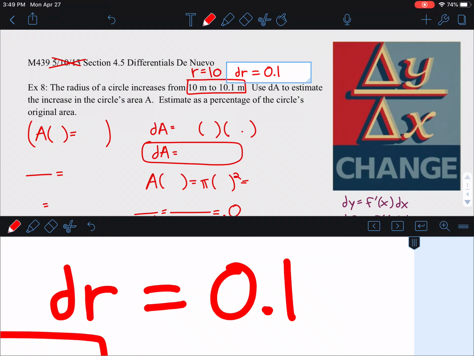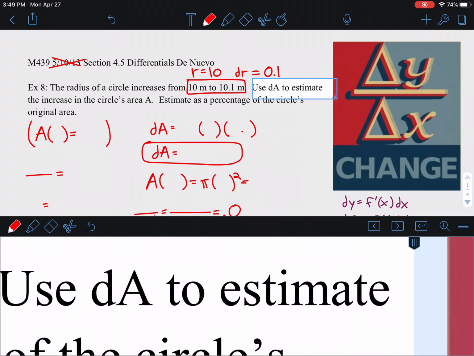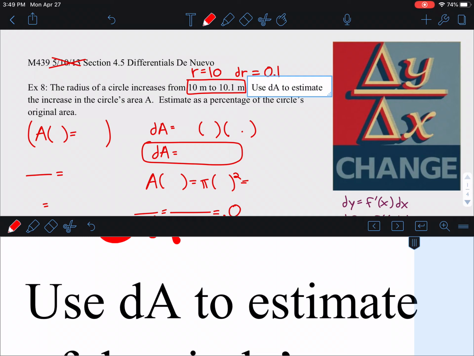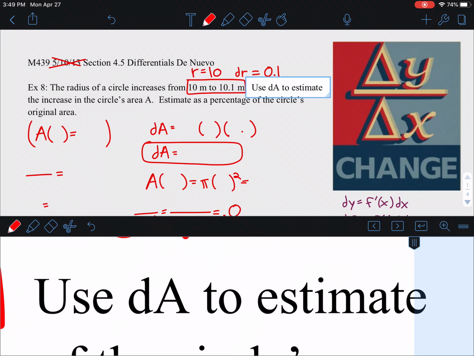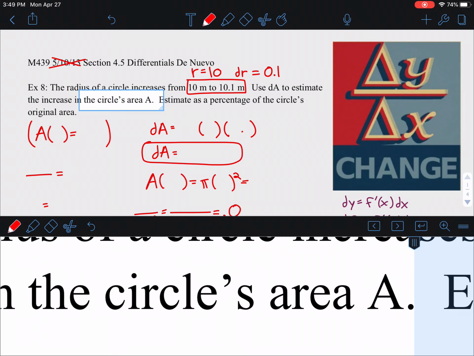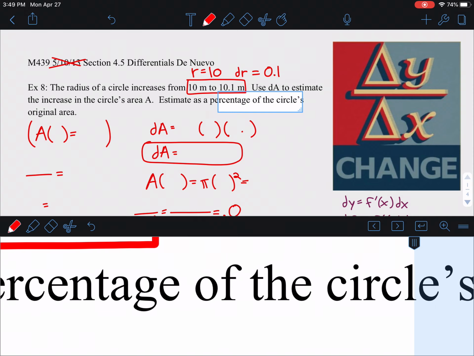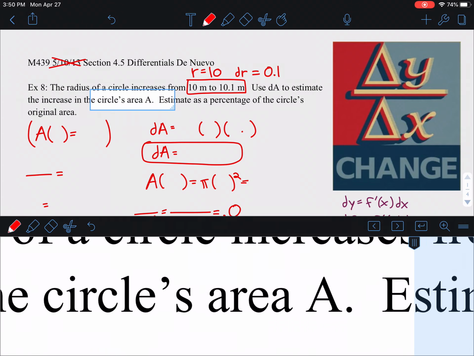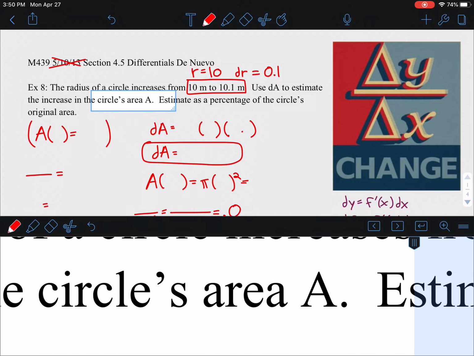So that tells me two crucial things. Now, it says use dA, so this is the differential of A. I don't know at this point what A means, but you can think back to geometry. What does A usually refer to? Use dA to estimate the increase in the circle's area A, and then it says estimate as a percentage of the circle's original area. So we'll get to all of that. The main thing we want to focus on here is we want to find the area of a circle, right?